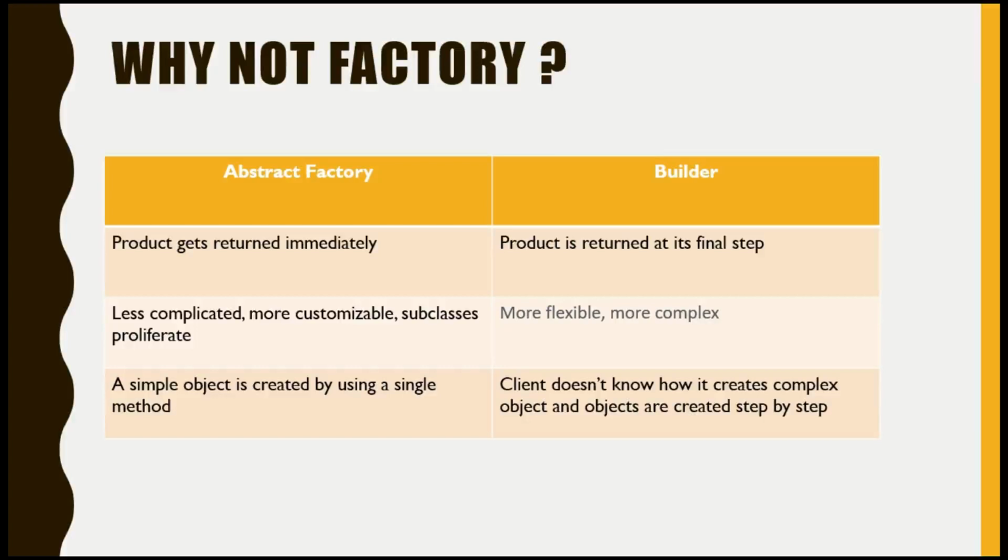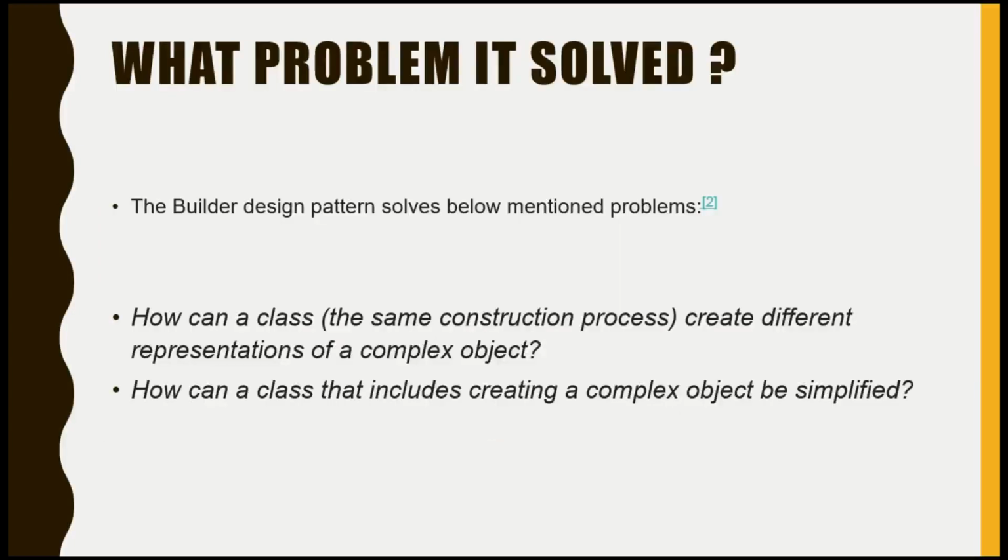We now understood what problem it solves. How can a class, with the same construction process, create different representations of a complex object? How can a class that is involved in creating a complex object be simplified?